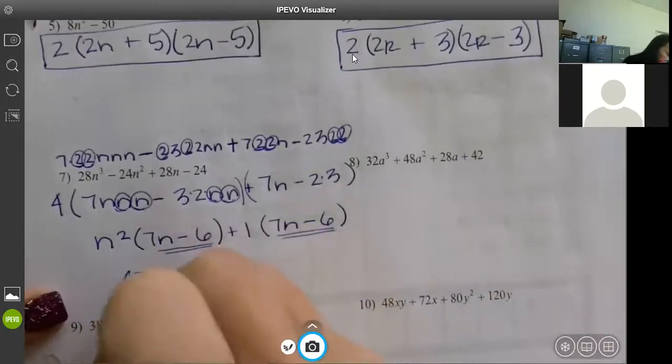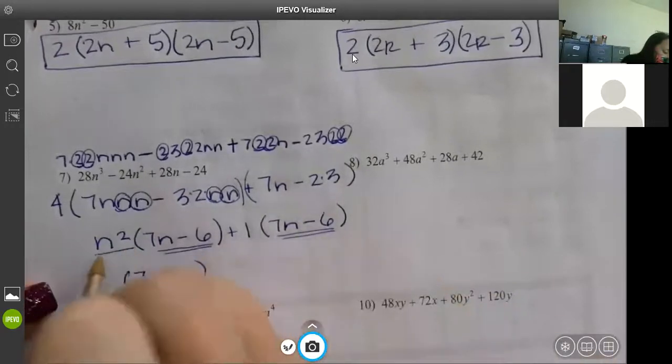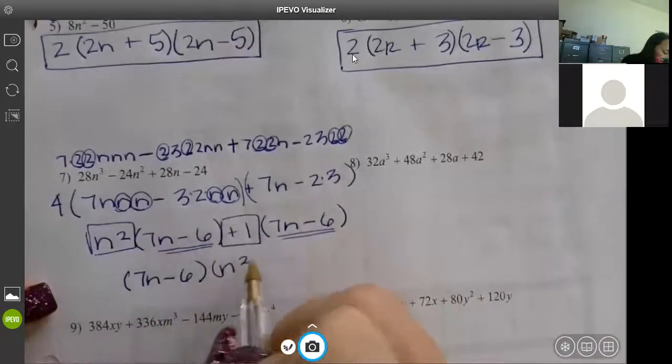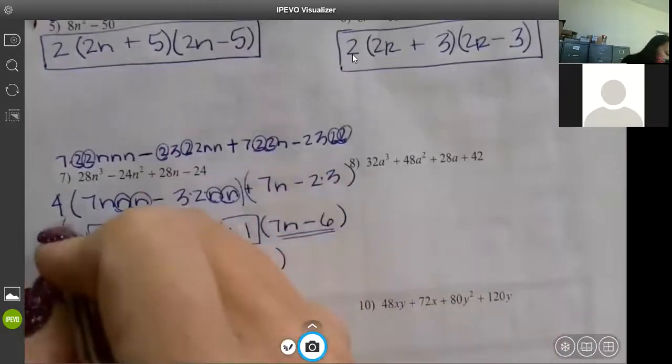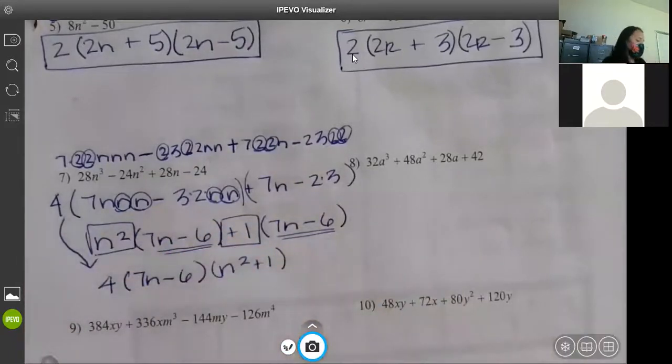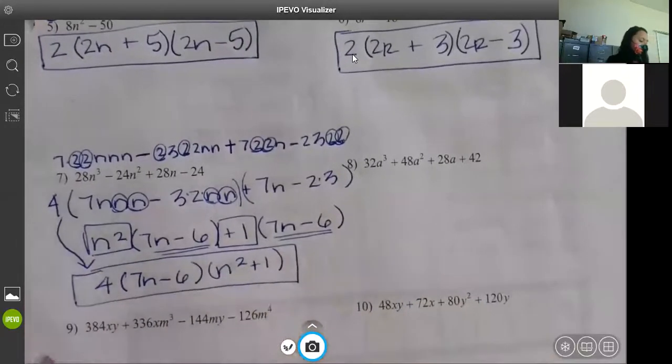So we rewrite those. We rewrite what we left out, which is n squared plus 1. And then we cannot forget that we pulled out a 4. This is your full factoring. We're going to do it again, so don't stress out if you didn't get it quite that time.